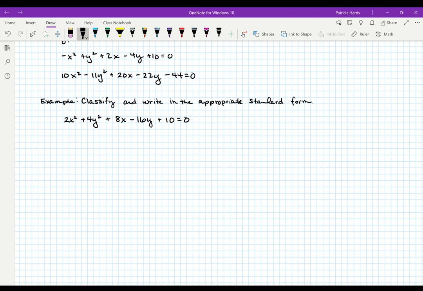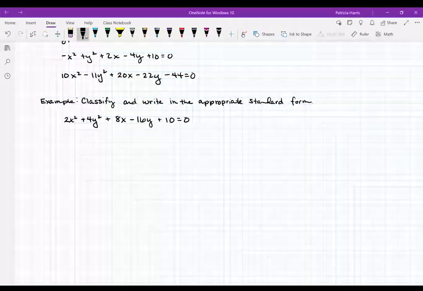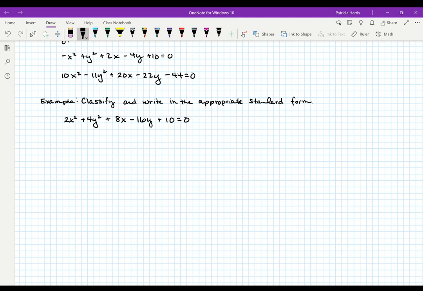So first we classify. So first thing I notice is there's two squares. So we're not a parabola. Okay. Second thing I notice is that the 2 and the 4 are not equal. So we're not looking at a circle. Third thing I notice is that the 2 and the 4 are the same sign. So that means that we're looking at an ellipse.